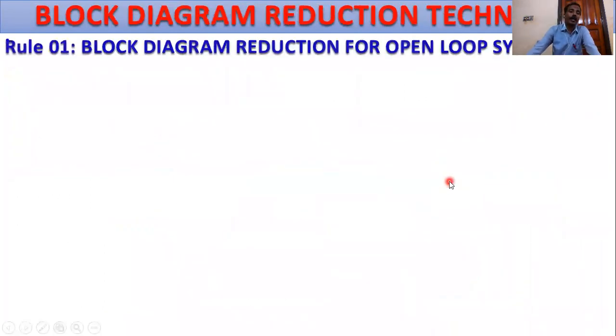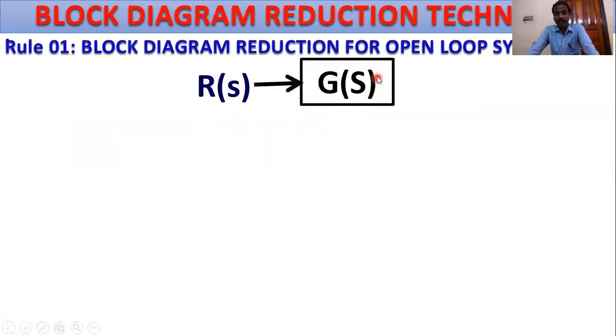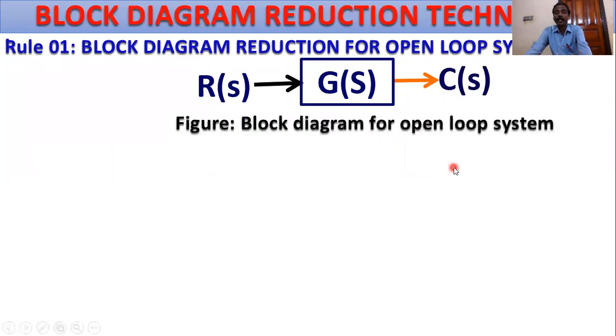Then our main target, rule number 1, block diagram reduction for open loop control systems. R of S is the reference input. This reference input may be step, ramp, parabolic, impulse, sinusoidal, analog, digital, any type of input you can apply. This is also the cause of the physical system. This is the block gain G of S or plant gain. C of S is called the controlled output or effect of the system.